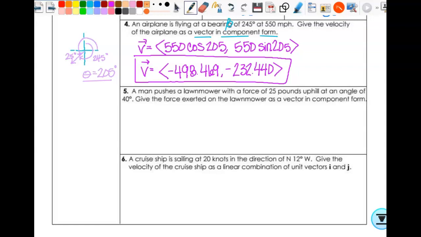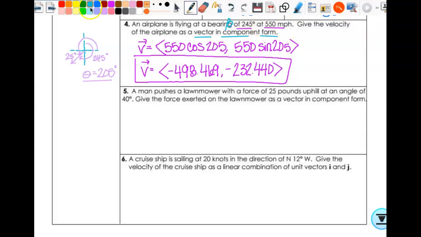That vector is negative, negative. Does that make sense from our little picture? So it's a good way to kind of check yourself on that. Okay. Everybody good on that? Because that gives you the angle and the magnitude.